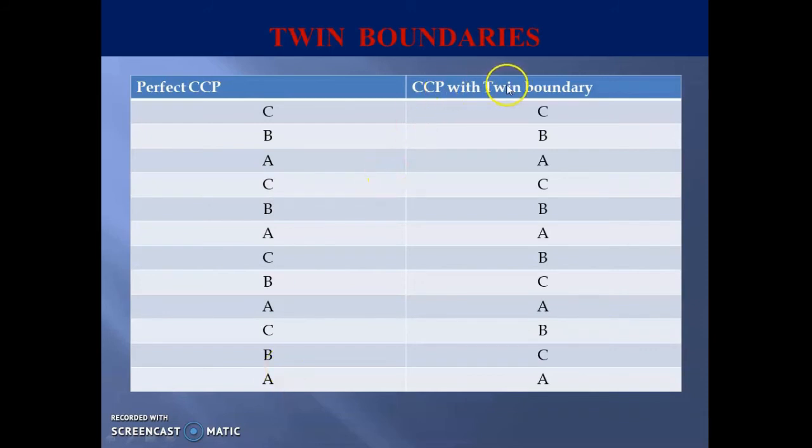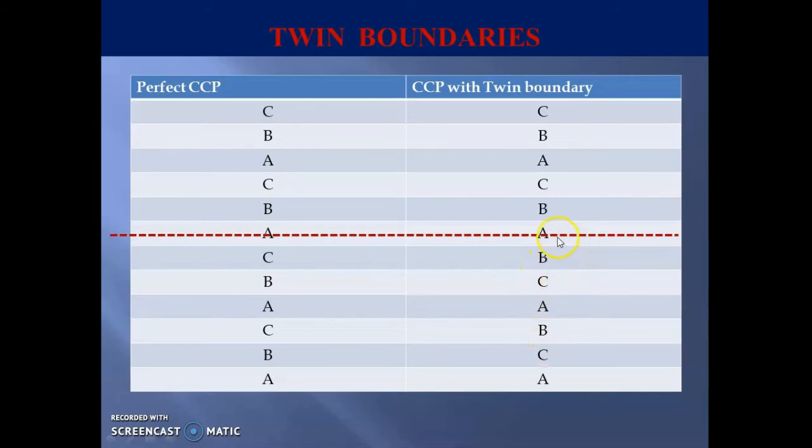Cubic close packing that contains a twin boundary. So the packing is like A, B, C, A, B, C. This part goes perfect. Now let us see what happens here. As you can see here, this arrangement is different. So this is the plane above which the arrangement corresponds to that of cubic close packing arrangement, a perfect arrangement, and below that the arrangement has been changed.